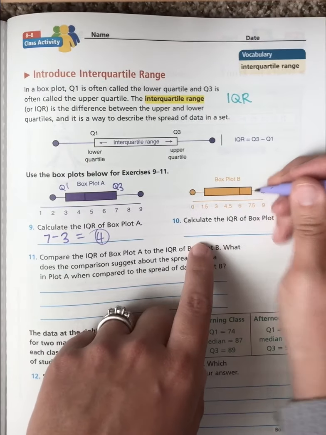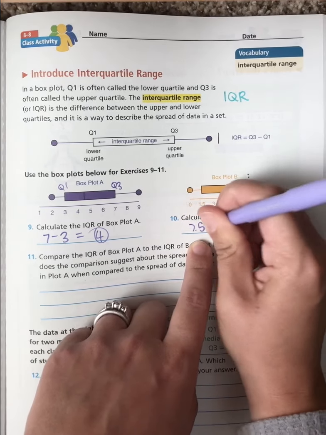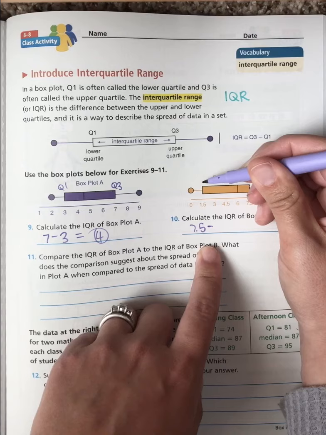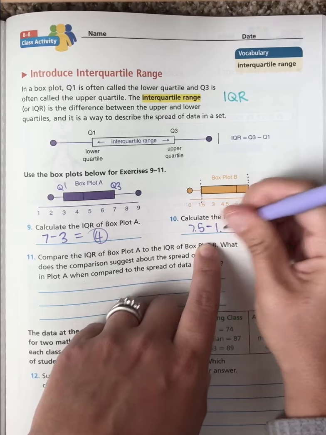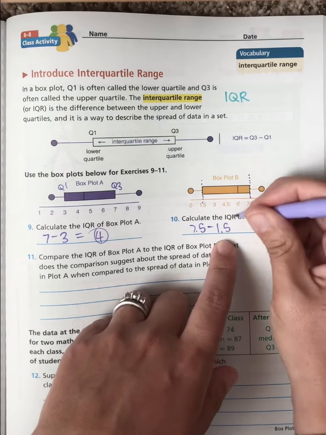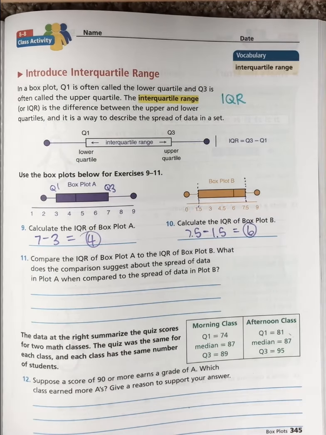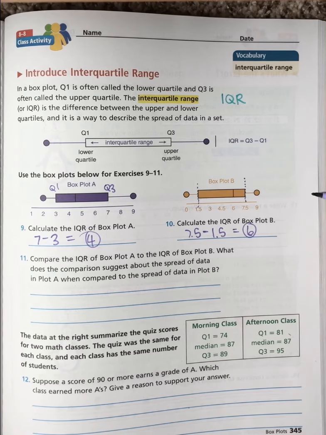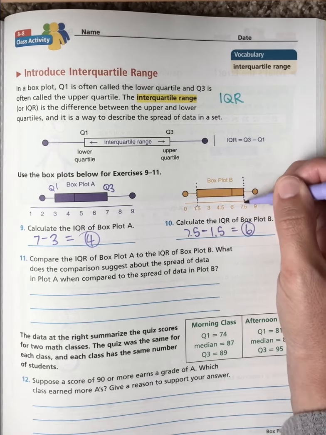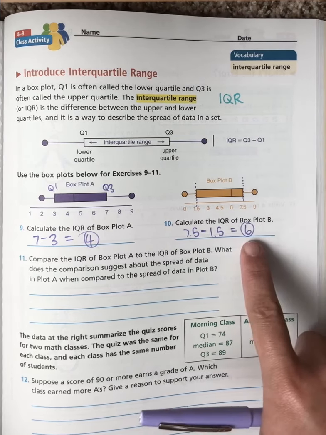Now for B, the high point is right here at 7.5. The low point of those quartiles is 1.5. So we're going to calculate 7.5 minus 1.5, which is 6. So calculating the IQR is very simple. It seems hard because it seems like such a long word. Oh, interquartile range, IQR, that sounds crazy. It's not. It's just subtracting. You take the right side of your box, your third quartile, and you subtract the left side of your box, your first quartile, and your answer is your IQR.